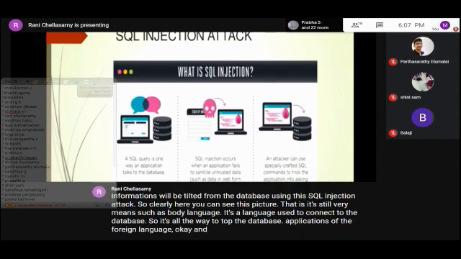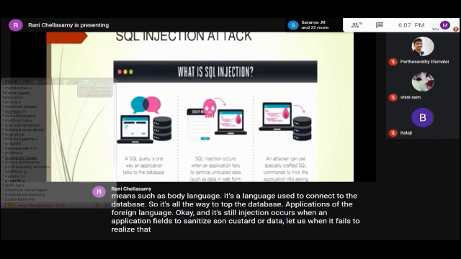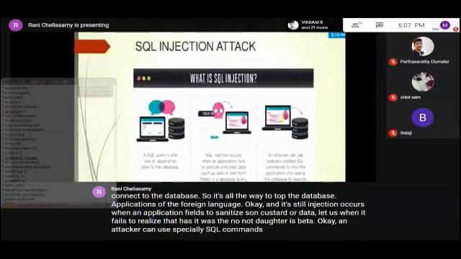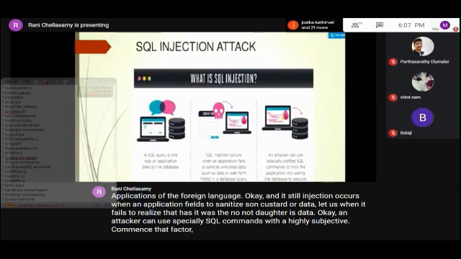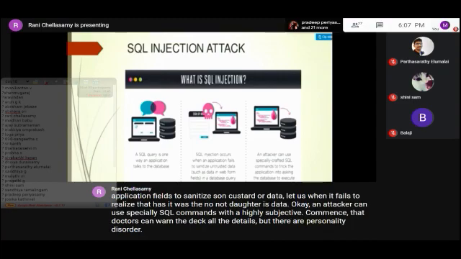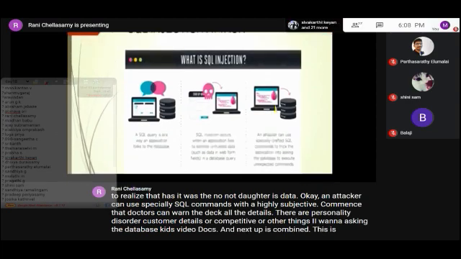Okay, and SQL injection occurs when an application fails to sanitize untrusted data, that is, when it fails to realize that it was not authorized data. An attacker can use special SQL commands. With the help of the SQL commands, the attacker can get all the details, their personal details, customer details, company details, all other things. They can keep asking the database to execute unexpected commands. This is called an SQL injection attack.